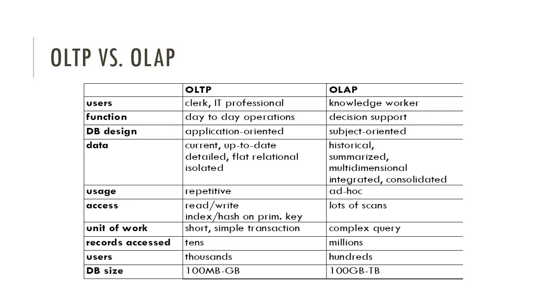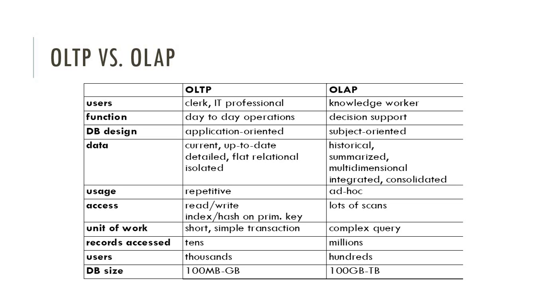Now the next is the difference between OLTP and OLAP. Now we already know what is OLAP and what is OLTP. So the first difference is users. Because OLTP is used for day-to-day transactions, it is used by clerks or IT professionals, while OLAP is used by knowledge workers. Function: day-to-day operation is performed in the OLTP, while decision support is done by the OLAP server. Database design: OLTP is application oriented while OLAP is subject oriented.